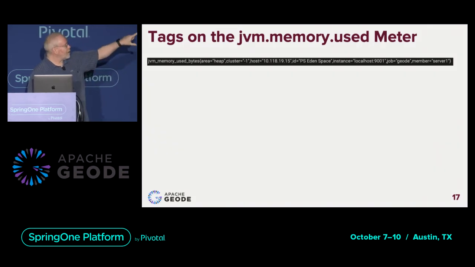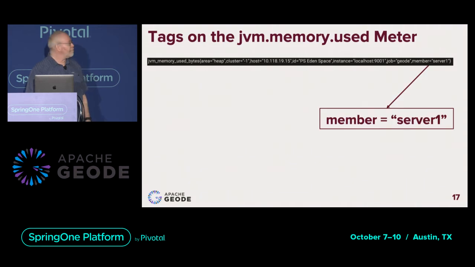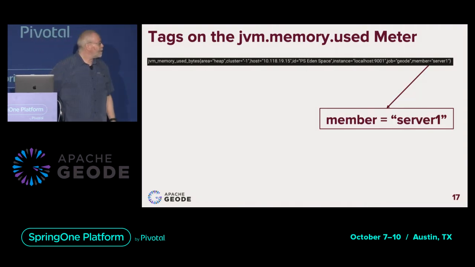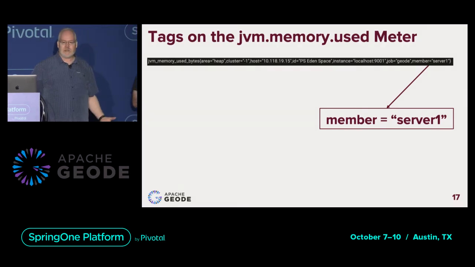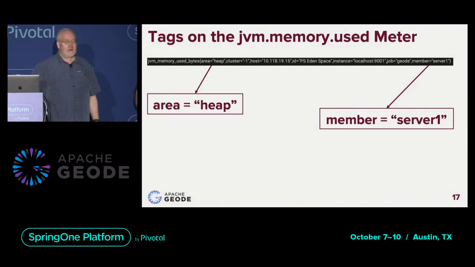Here's one of those bits of legend. You can't read that either, so I'll blow it up a bit. One of the tags identifies what member this measurement was made on. This particular meter is measuring something about JVM memory on server 1. Another tag tells you that this is measuring the heap area of JVM memory.